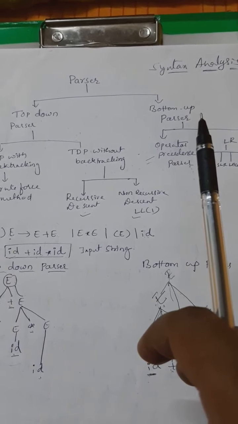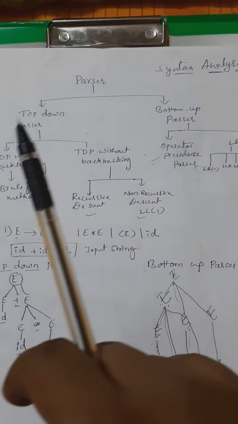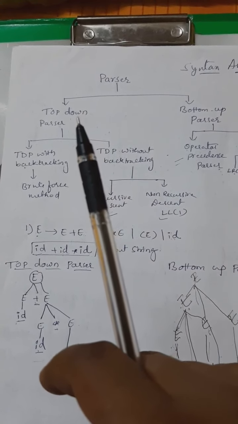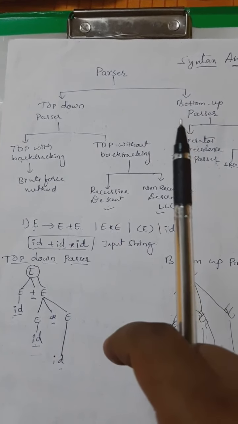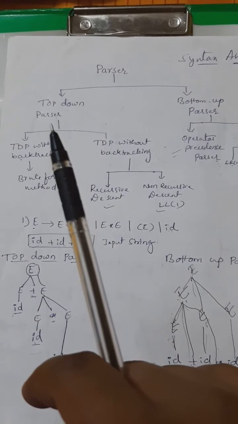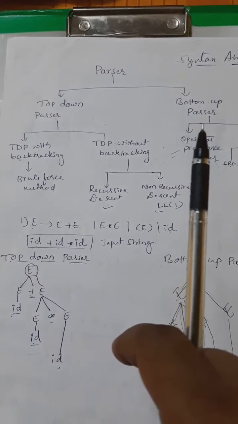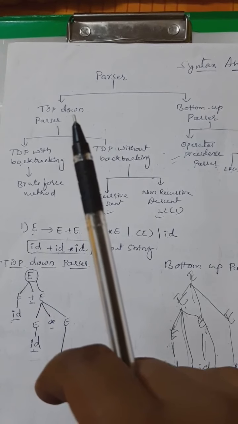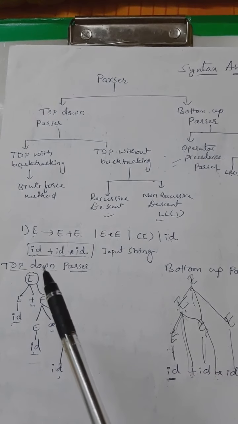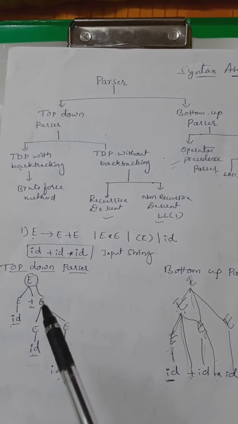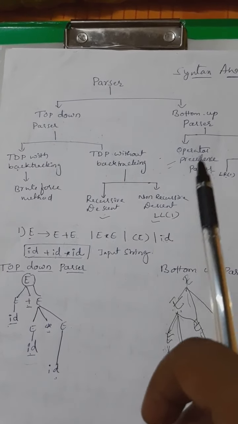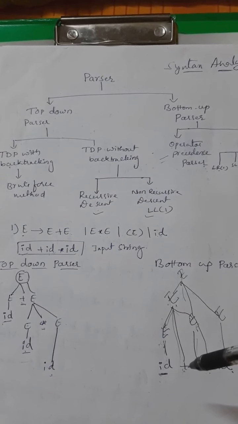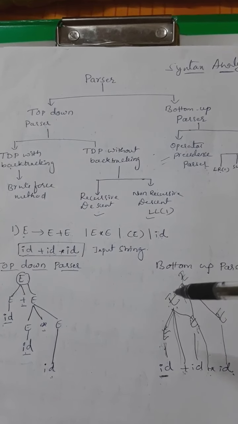The compiler mainly uses two types of parsing methods: top-down parsing and bottom-up parsing. Top-down parsing is done by a top-down parser and bottom-up parsing is done by a bottom-up parser. As the name itself indicates, the top-down parser constructs the parse tree from the root to the leaf nodes, whereas the bottom-up parser starts constructing the parse tree from the leaves and moves up towards the root node.